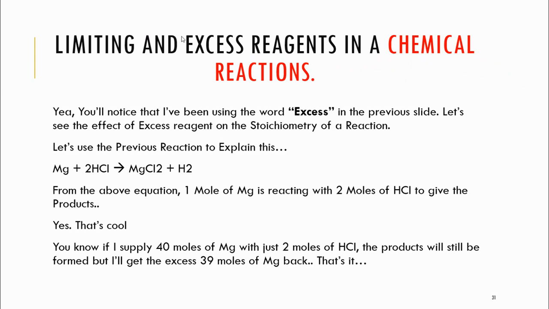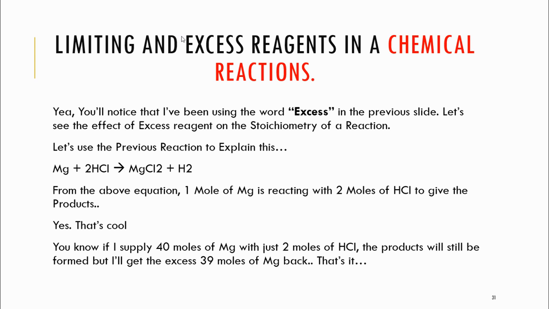So, limiting and excess reagents in a chemical reaction. I mentioned something about that in the previous slide. You will notice that I've been using the word excess in some cases. For example, when we started the reaction part, I said maybe 1 mole of CO reacts with excess oxygen. Excess oxygen means you have oxygen as much as possible. But don't forget, let's say you have a reaction between CO and oxygen to give us CO2. When you finish using up your CO, the remaining oxygen will be useless. It will be excess, while the CO that has been used up is now the limiting reagent.